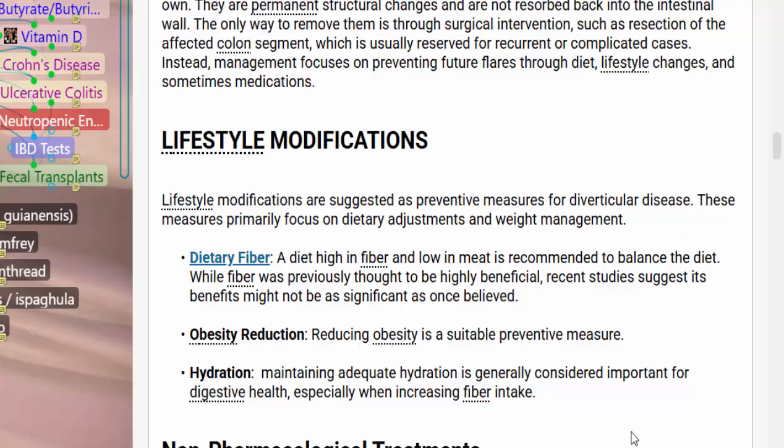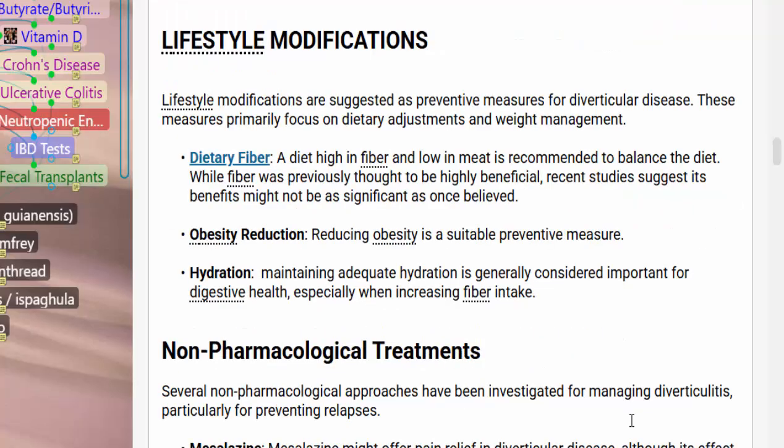Dietary fiber. A diet high in fiber and low in meat is recommended to balance the diet. Now, while fiber was previously thought to be highly beneficial, recent studies suggest its benefits aren't quite as significant as once believed, but we still need to get that soluble fiber in there to feed our healthy microbiome. Obesity reduction is important, and so is hydration. Maintaining adequate hydration is essential when increasing fiber intake.